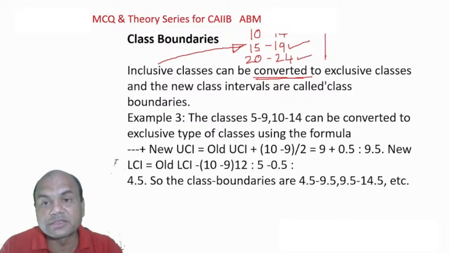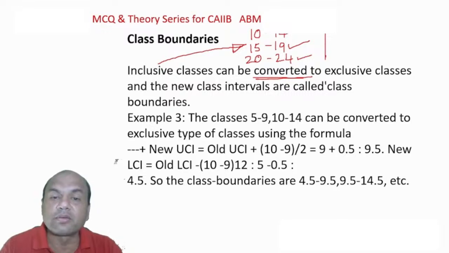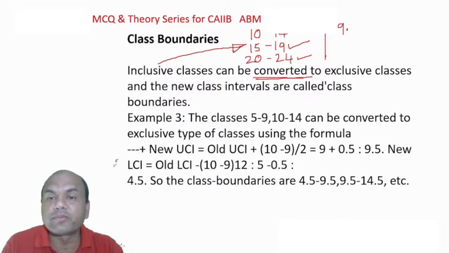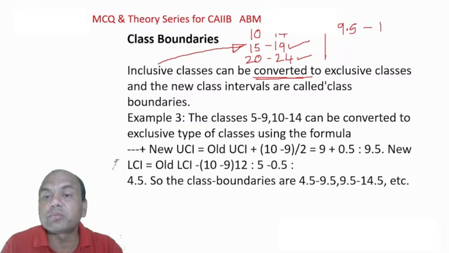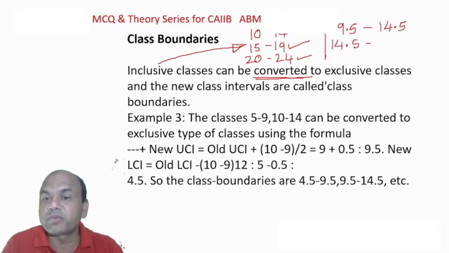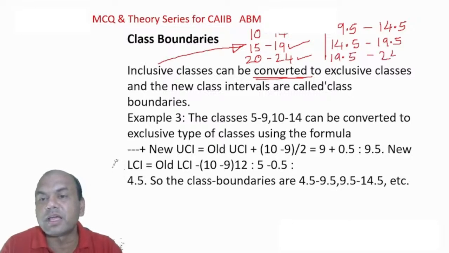What do you mean by this? See this, it's like this. This 10, what will I do? I'll take 0.5 on the earlier side, and 14 I'll take 0.5 on the later side. So it will be 9.5, and here 14.5. Now the second part, 15, I'll take 0.5 on the earlier side. So it is 14.5 and 19.5. Now 20, I'll take 19.5 and then 24.5 and so on. I'll go on and on.